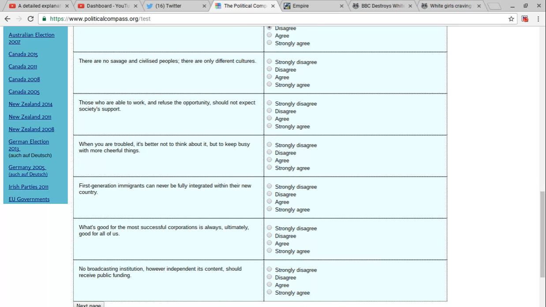There are no savage and civilized people. There are only different cultures. Oh, no, no, no. I strongly disagree. If you want to get into cultural relativism, we can have a gay pride march down Fifth Avenue in New York City and get applauded, and then go to downtown Riyadh, Saudi Arabia, and do the same thing and get beheaded. There are savage people in this world. There are savage cultures in this world. It's not that they're different. They're fucking savage, man.